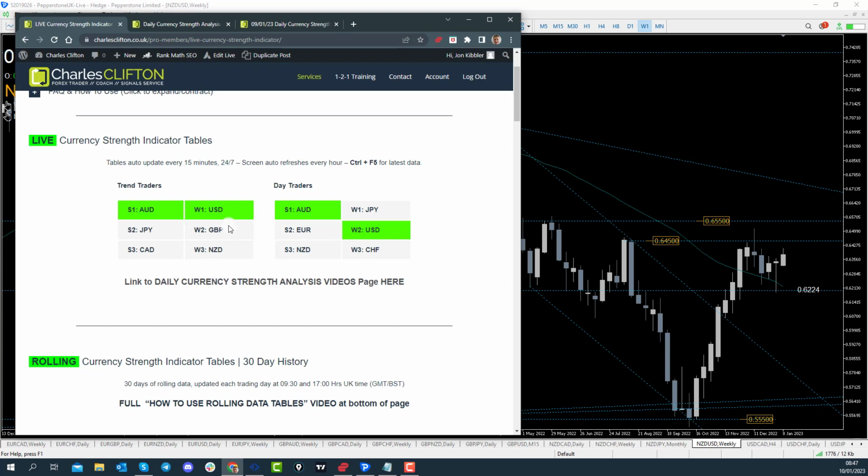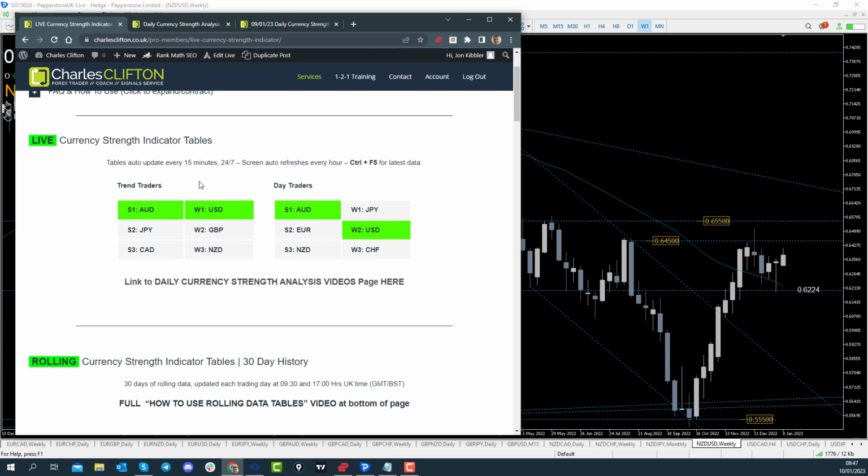You can see here some of the currencies are highlighted in green. That means there is a confluence between those two trading time frames, and that's where I'll focus some attention in these videos. The tables auto update every 15 minutes 24/7, so our members can log in at any time, day or night, from anywhere in the world and see exactly which way the markets are moving in real time.